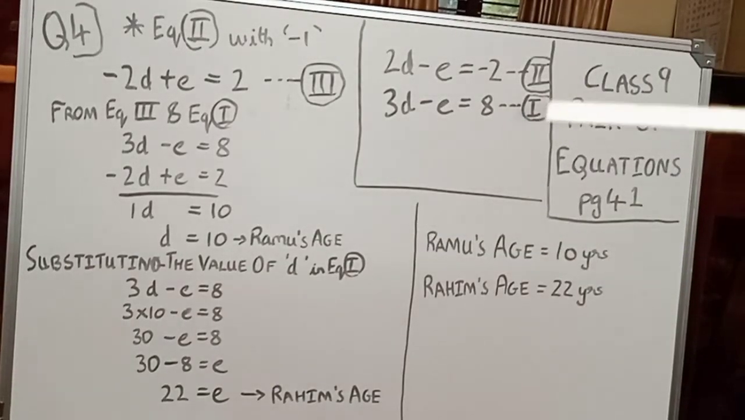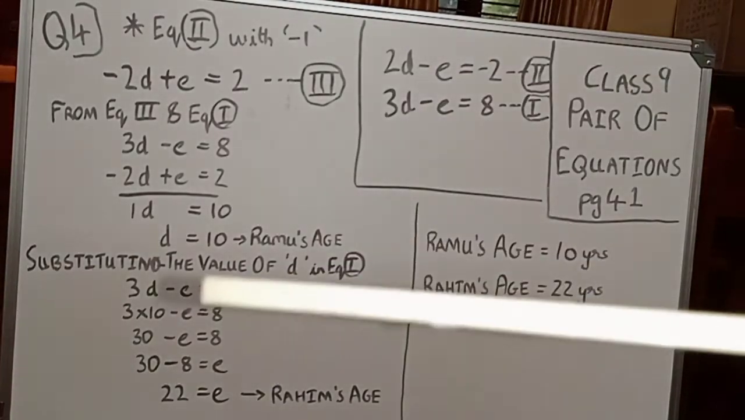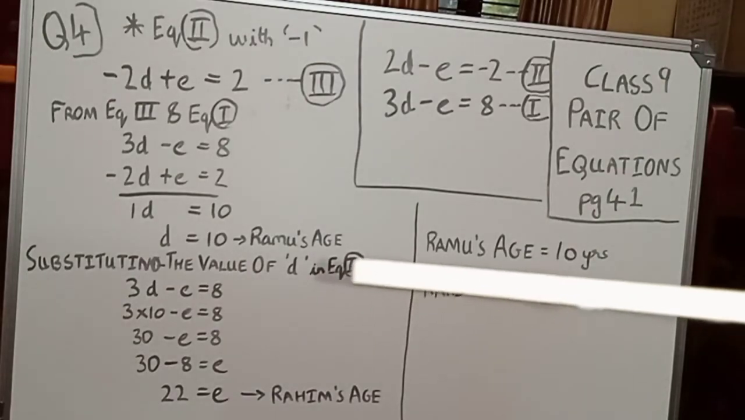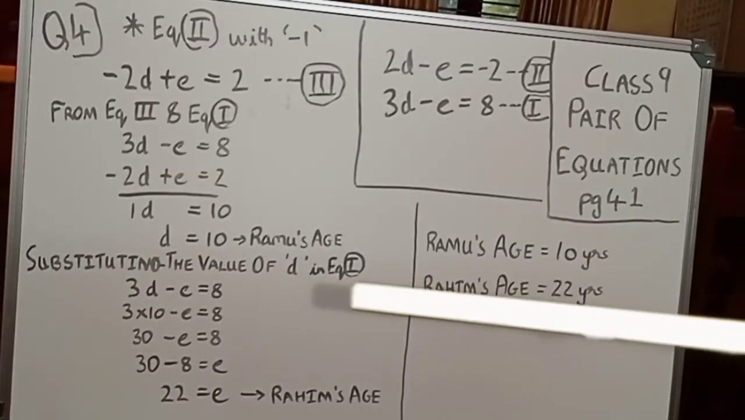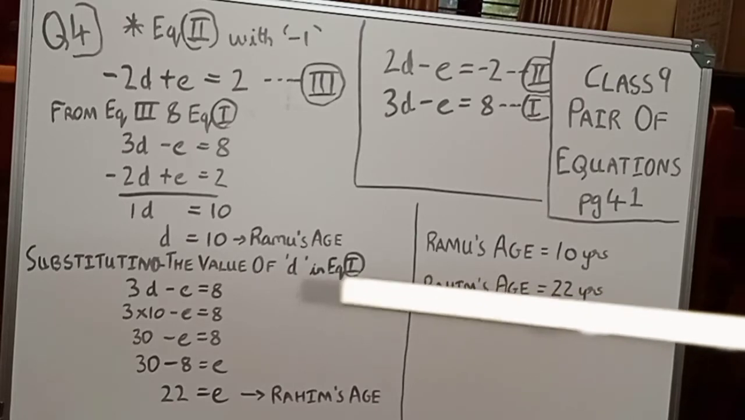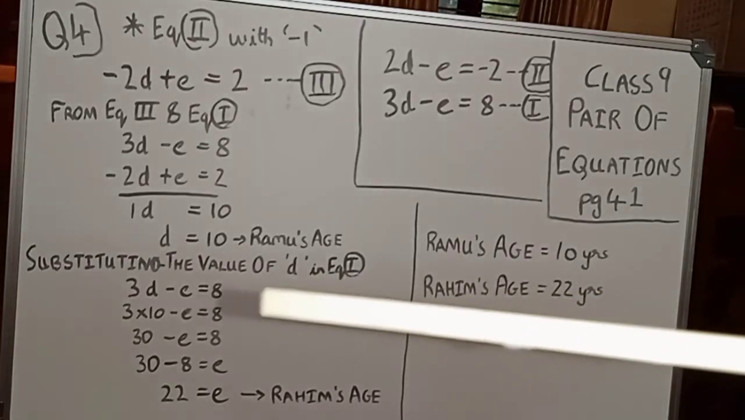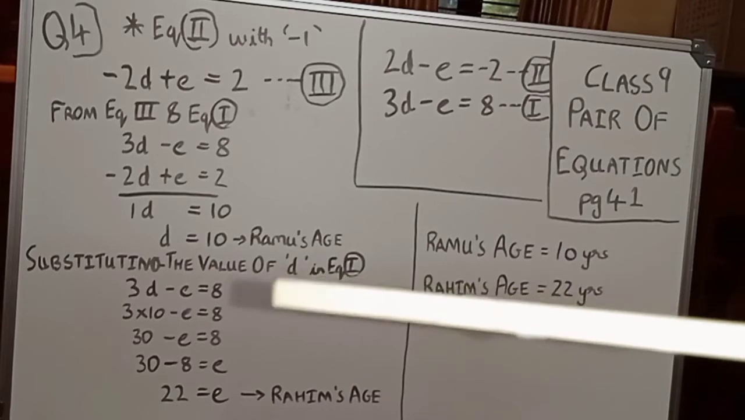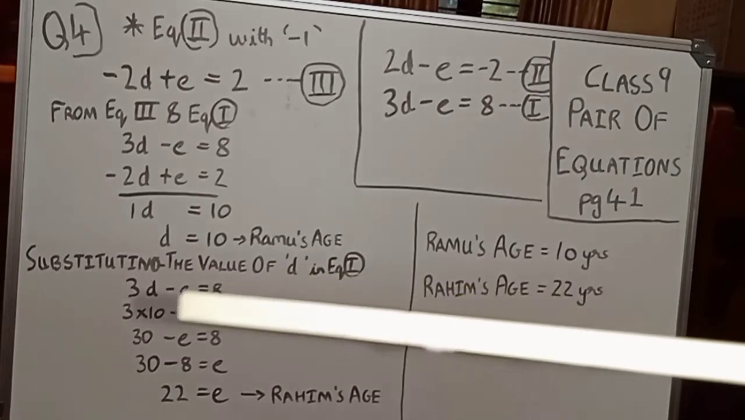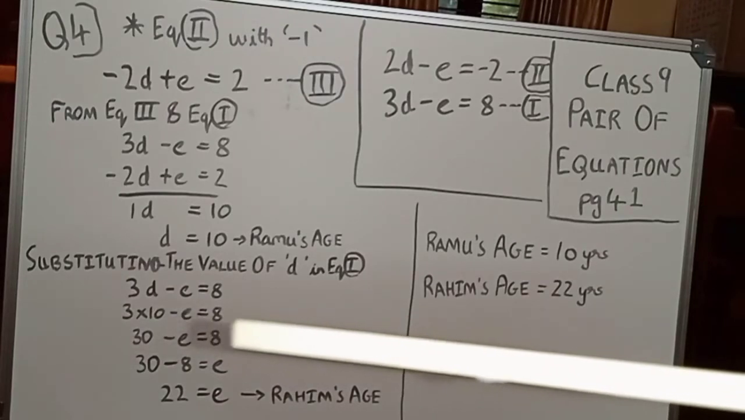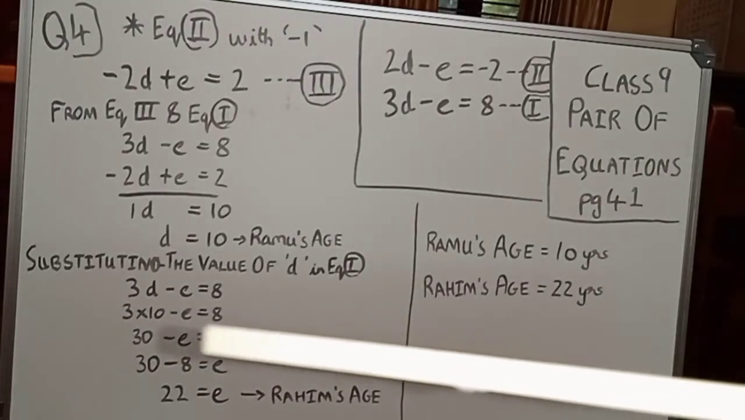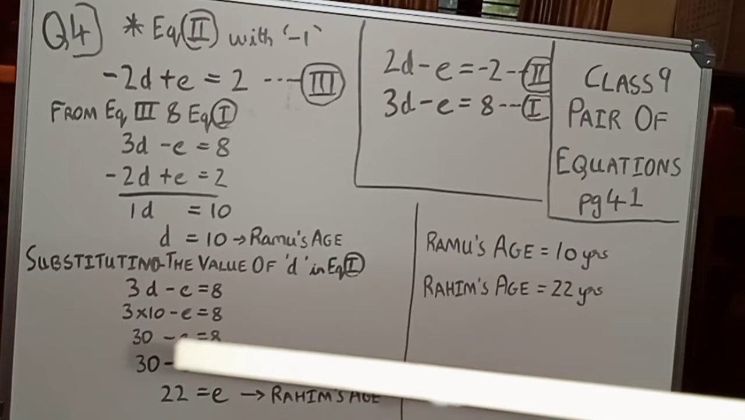Now you have to substitute this d, what you have found out, in any of the equations. Let it be equation 1, 2 or 3. I have selected over here equation number 1. So we are substituting the value of d in equation number 1, which is 3d minus e equal to 8. When you substitute the value of d over here, 3 into 10 minus e equal to 8. So 3 into 10 will become 30.